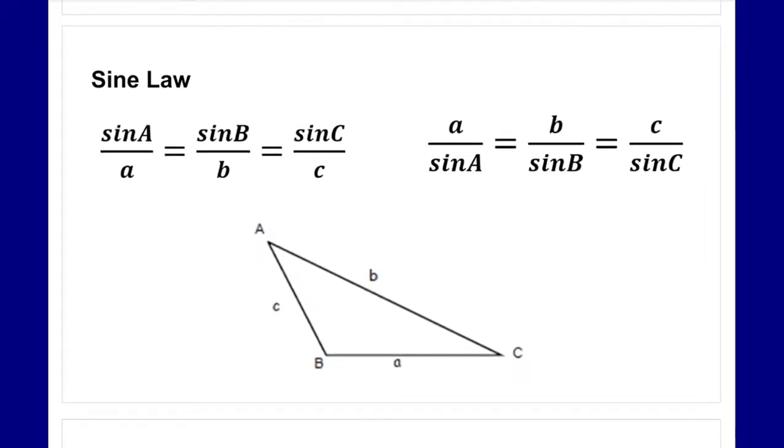So it is given to us. Basically, it's a ratio between sine of an angle and the opposite side. And then it works out that all those sides, or the ratios, are equal to each other. So you can set up an equivalency between all of those ratios.